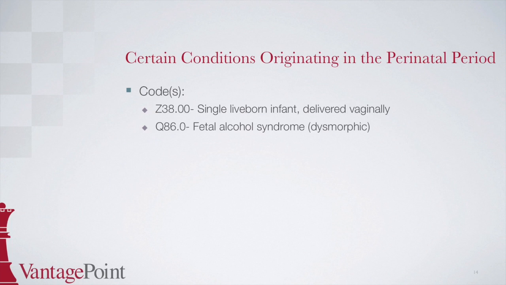To locate this code, you would start at syndrome in the alphabetic index, and then go to fetal, and then alcohol, which points to Q86.0, which you would then confirm in the tabular.